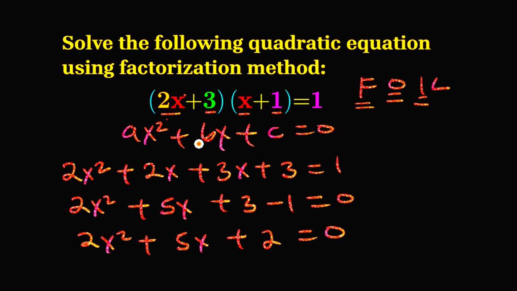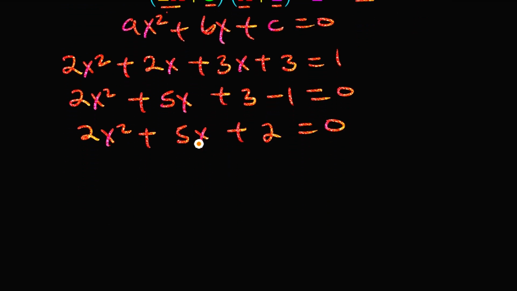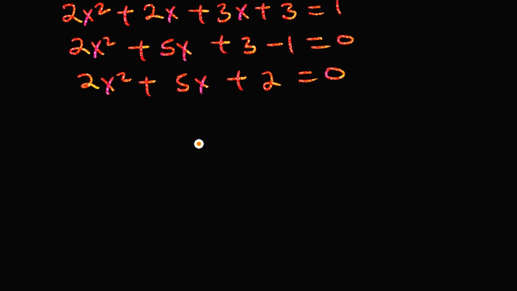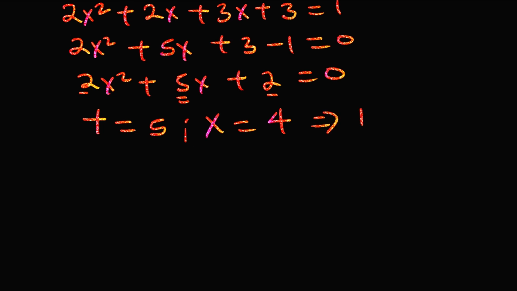Now let us apply the method that we have been given, that is factorization method. To do factorization method, we are going to look for two numbers whose sum is the same as b. And b in our case is 5. So the sum should be 5. And the product is a times c. a is 2 and c is 2, so 2 times 2 is 4. So the product should be 4. You'll find that these two numbers are 1 and 4. 1 plus 4 is 5, and 1 times 4 is 4.